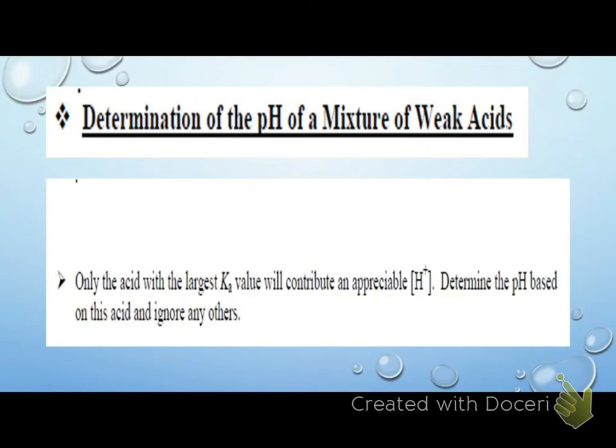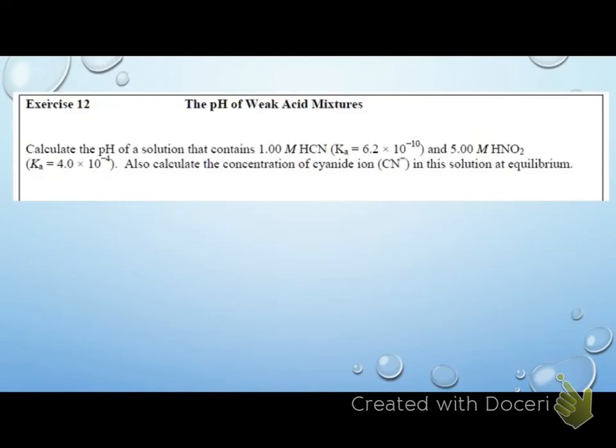So this next one is going to be a mixture. I think it's exercise 12. You have a mixture that contains 1 molar of HCN, and it gives you a Ka value, and 5 molar of HNO2, and it gives you a Ka value. You're going to calculate the concentration of the cyanide in the solution. But in terms of your pH, it's going to look a little different.